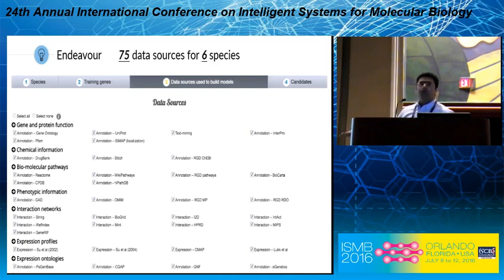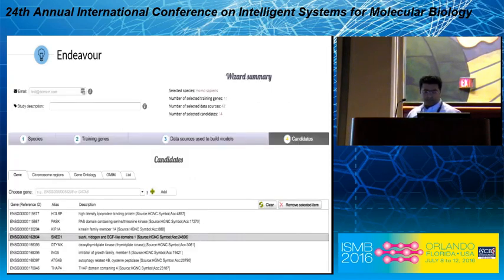You can choose these data resources to calculate and do your prioritization based on these data sources. As you can see, these belong to different types of data. And the last section in the data entry is the candidate genes. Again, same as the training genes, you have the same options for defining your candidate genes here.